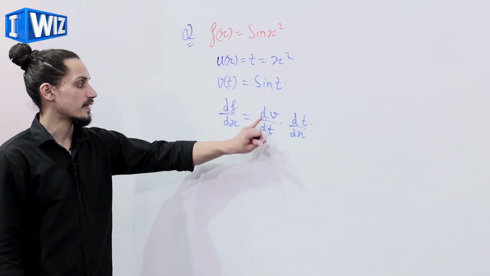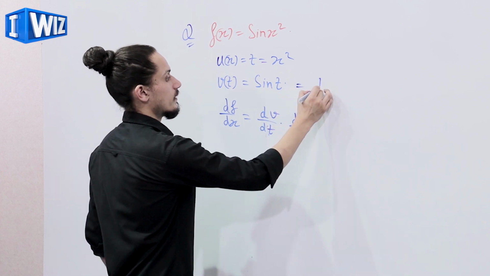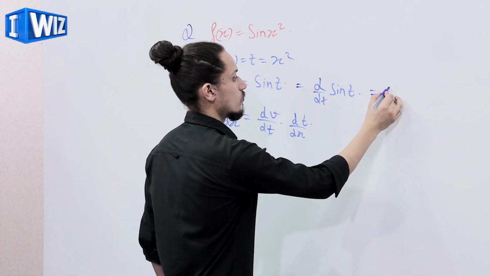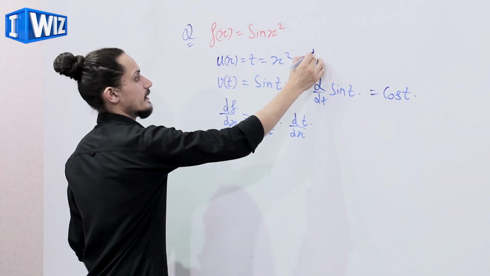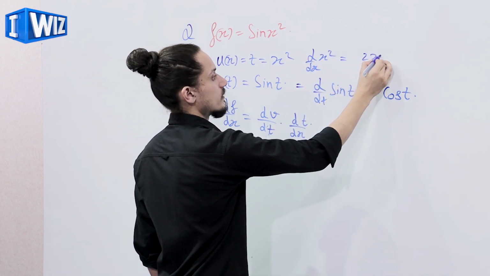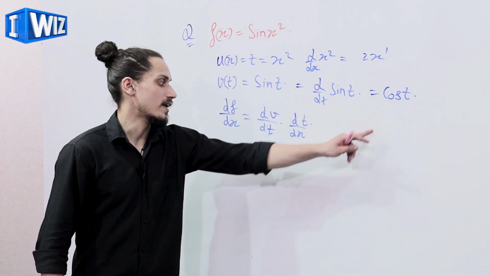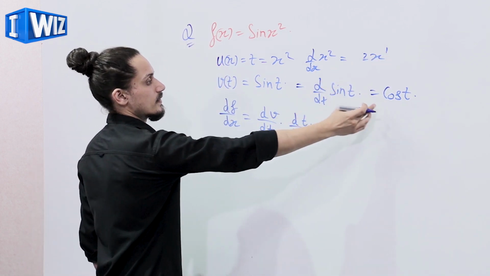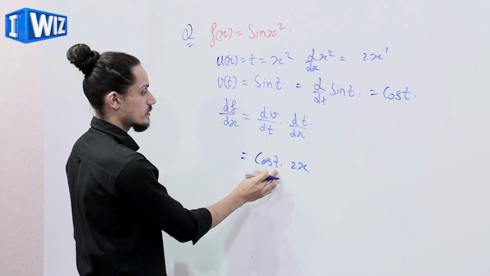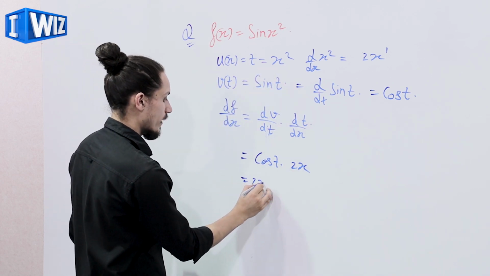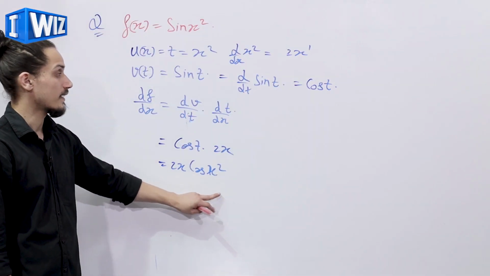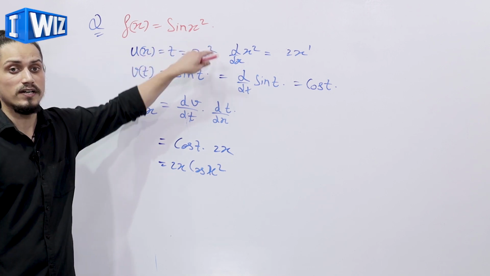Now d by dt of v will be equal to d by dt of sin t. Derivative of sin is equal to cos, which is equal to cos t, and d by dx of t, that is x square, is equal to 2x raised to power 1. Using these values here, we get df by dx is equal to cos t into 2x. So using the value of t is equal to x square, we get 2x cos x square as a final result. So 2x cos x square is the derivative of this composite function sin x square by using chain rule.